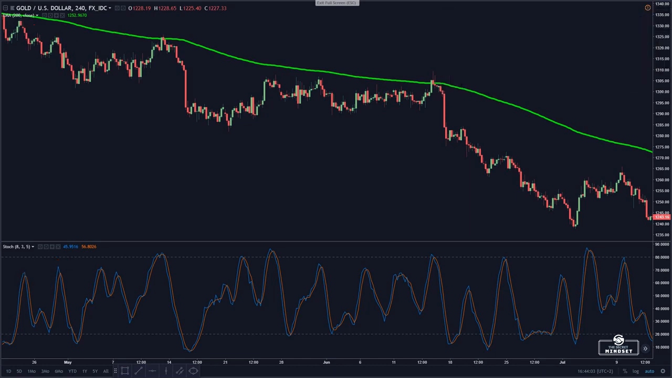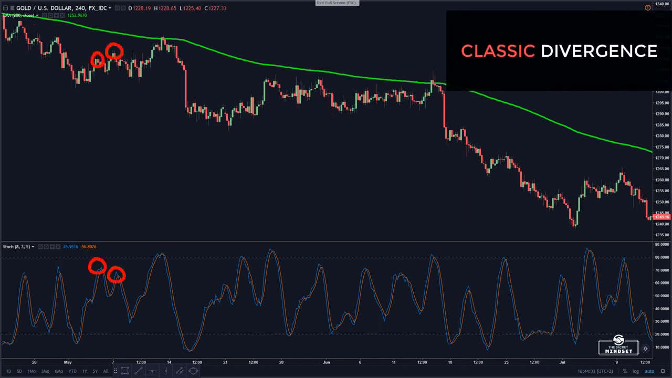Observe how the price was making lower highs, but the stochastic was making higher highs. The second entry was a short signal after a classic divergence. See how the price is making higher highs, but the indicator is making lower highs.